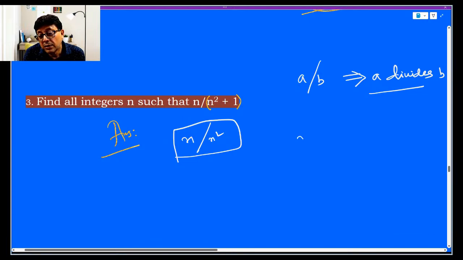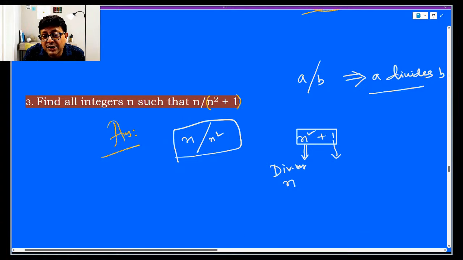Now the dividend has two parts. When you are going to prove that this thing is divisible by n, then this part is quite obvious, divisible by n.